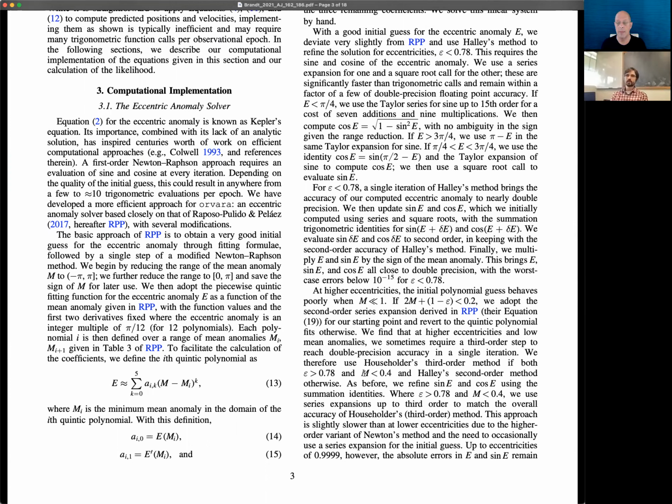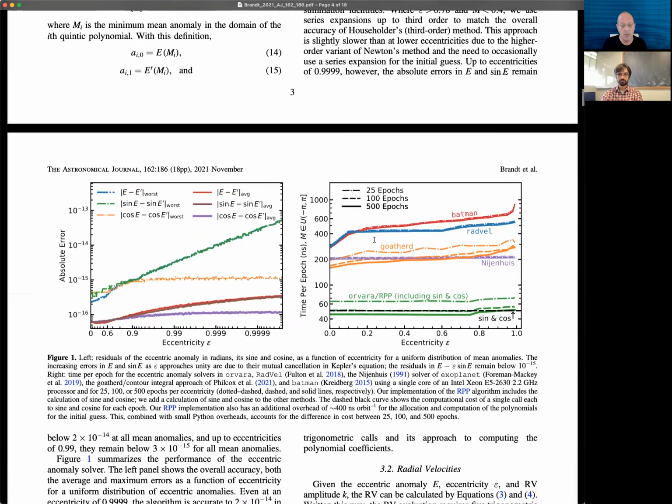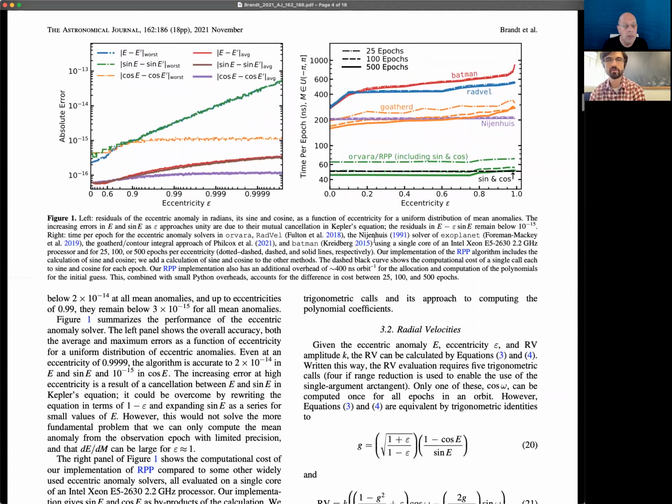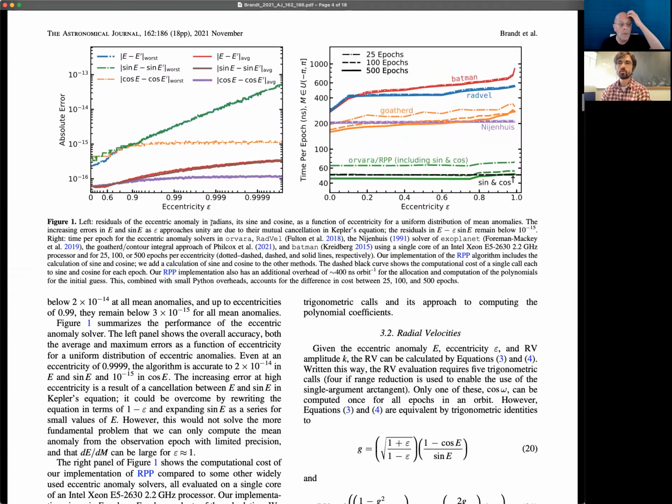So we define this quintic polynomial, and that gives us the initial guess for a few floating point operations. And then a single step of Newton-Raphson or a higher order analog brings us to essentially double precision floating point. If you go down to the first figure, this just shows that we're doing well up to very, very high eccentricities, where we're in fact limited by round off error in Kepler's equation itself. It's something that you just can't get around at those eccentricities unless you do a series expansion and think about the orbit in some other way.